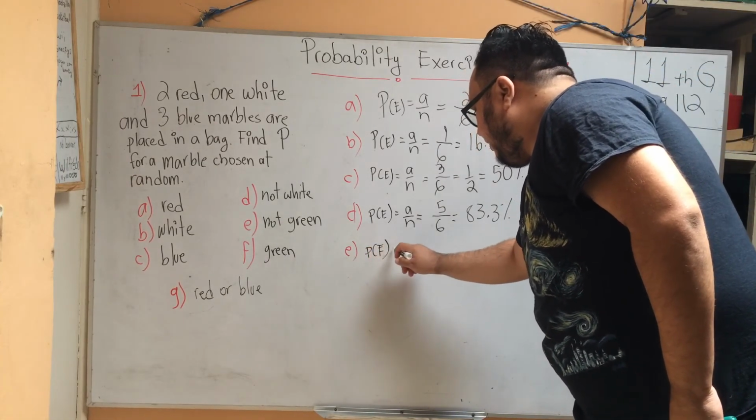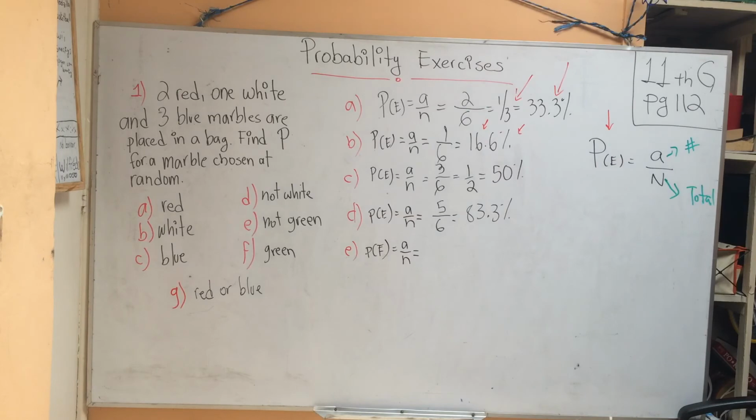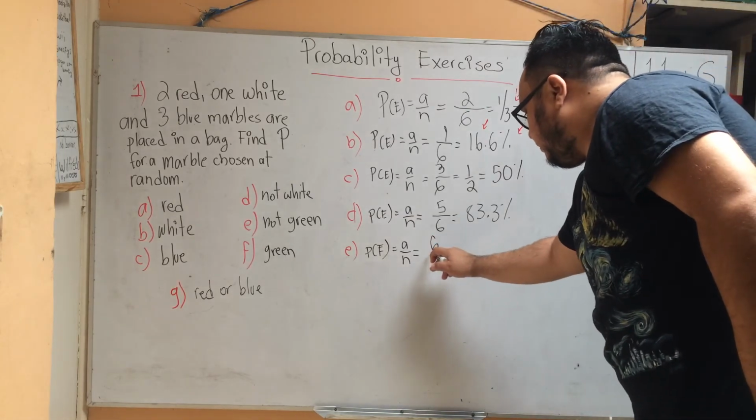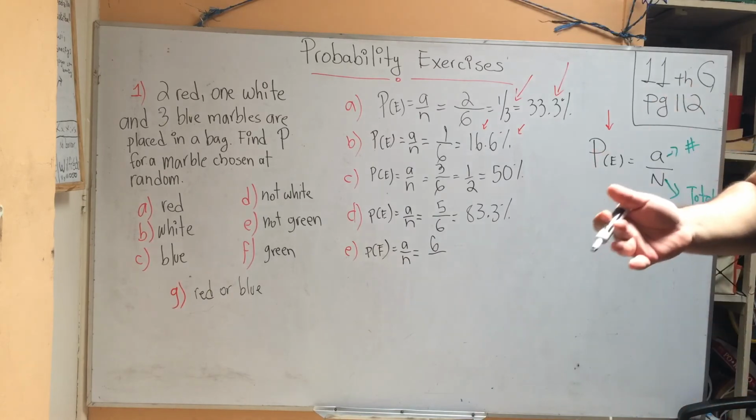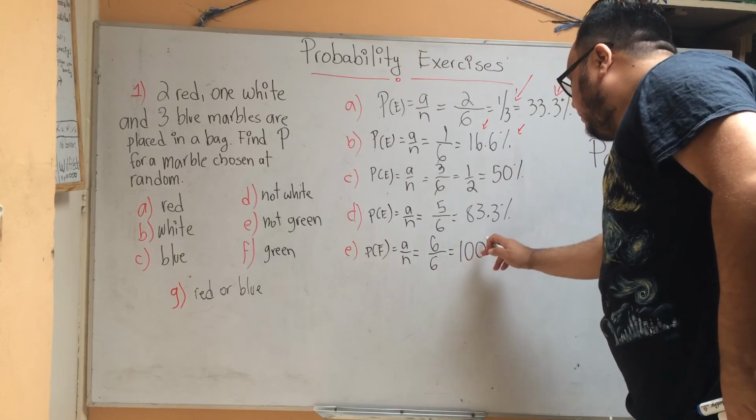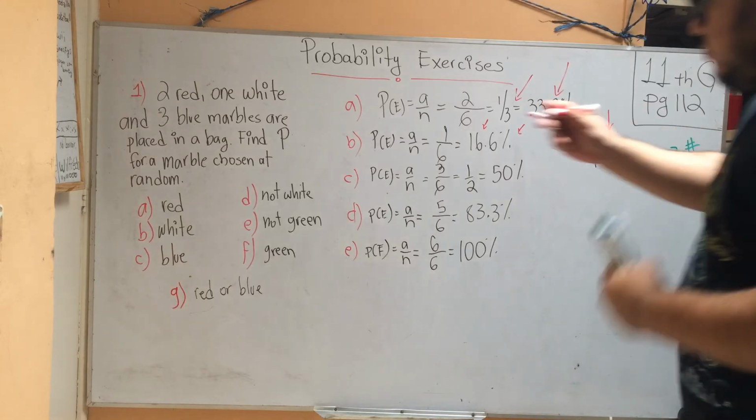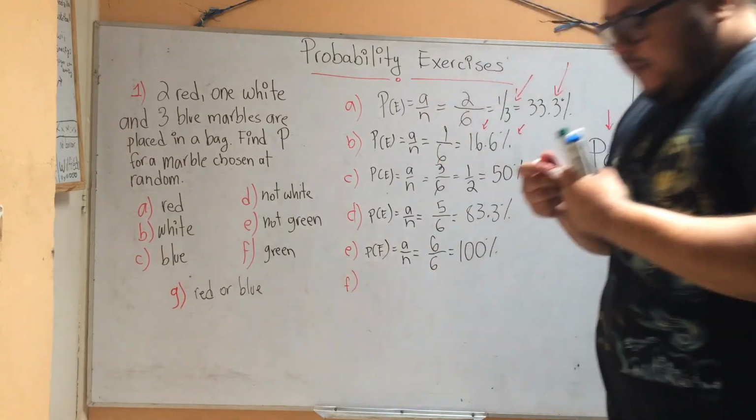The probability of this event is A over N. How many options do we have that are not green? 6. What is the total number of options that we have inside the bag? 6. So that means that the probability of getting a marble that is not green is 100%, or 6 over 6, because the total number of options is 6, and the marbles that are not green are also 6.